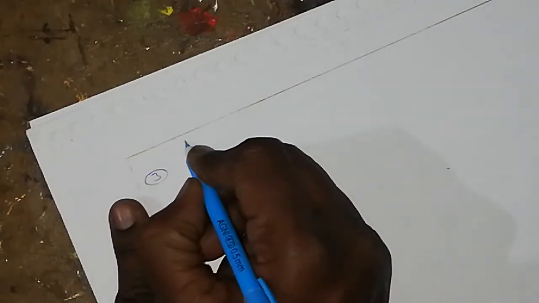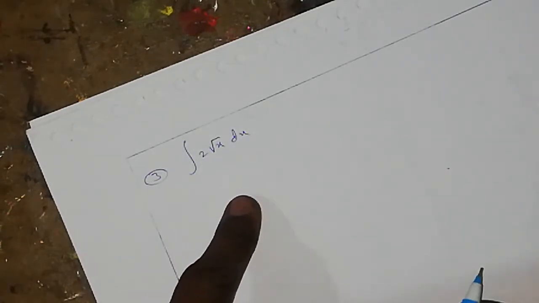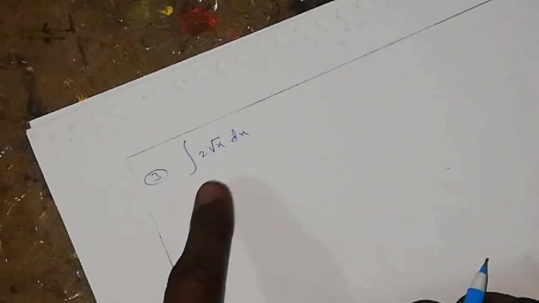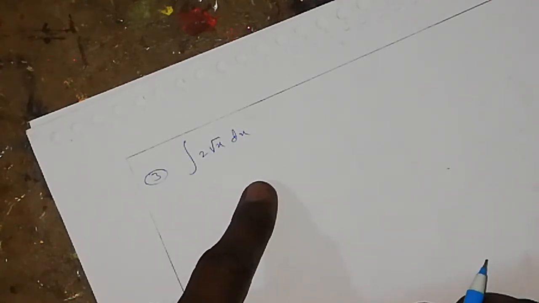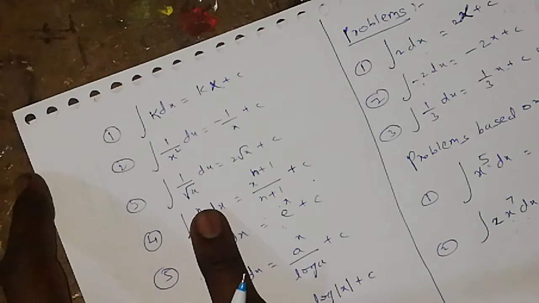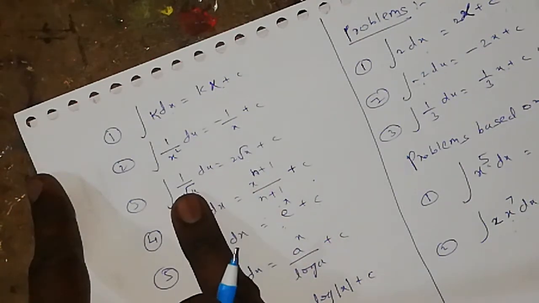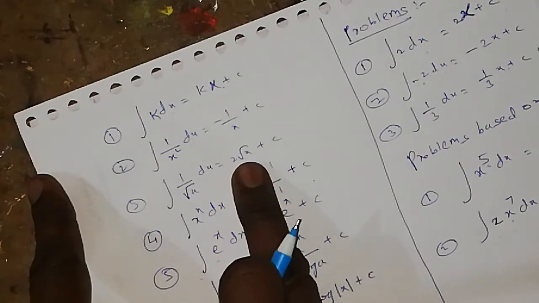Now let me do one more problem. Suppose I am taking integration of 2 root x dx. Actually we have integration of 1 by root x. Integration of 1 by root x dx is equal to 2 root x.